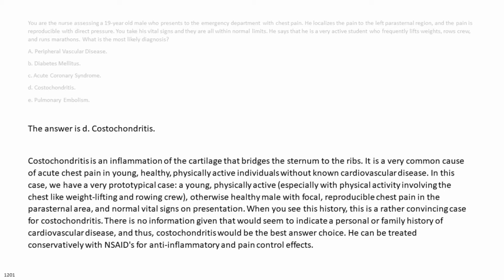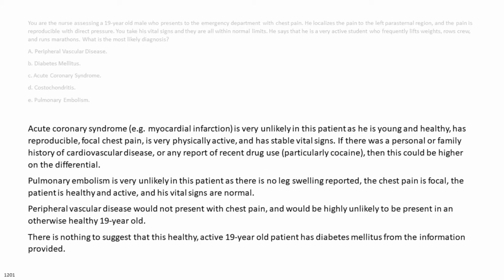There is no information given that would seem to indicate a personal or family history of cardiovascular disease, and thus, costochondritis would be the best answer choice. He can be treated conservatively with NSAIDs for anti-inflammatory and pain control effects. Acute coronary syndrome, for example myocardial infarction, is very unlikely in this patient as he is young and healthy, has reproducible, focal chest pain, is very physically active, and has stable vital signs.